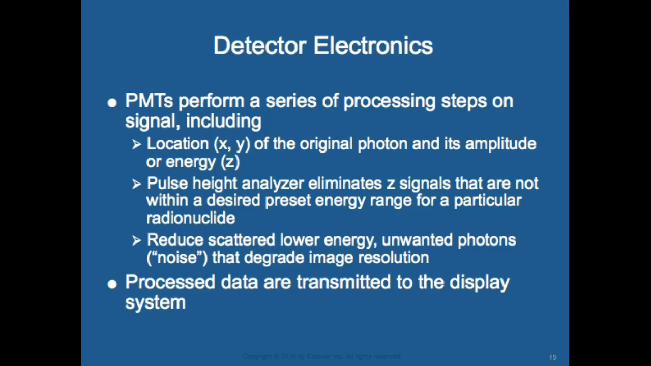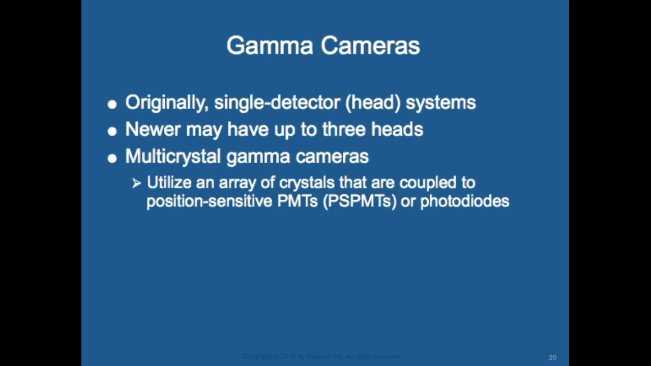So PMTs perform a series of processing steps on the signal where they determine the location, the X and Y, of the original photon and its amplitude or energy, which is your Z. The pulse height analyzer eliminates the Z signals that are not within the desired preset energy range for a particular radionuclide, so it'll wipe those out. So it's like a filter. It reduces scatter, low energy, unwanted photons, or what we also call noise, that degrade the image resolution. So processed data are transmitted to the display system.